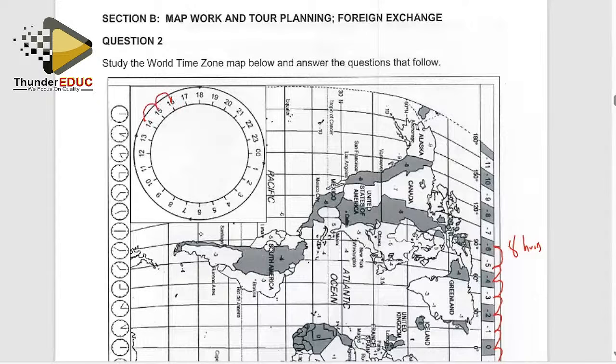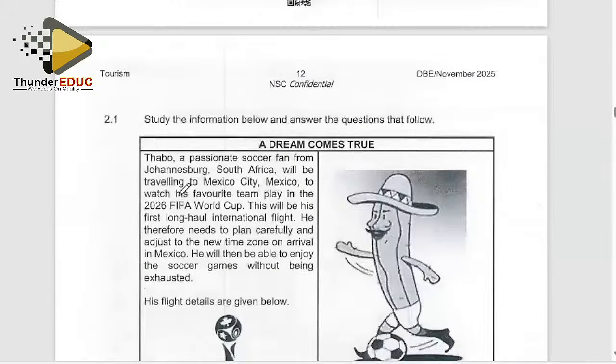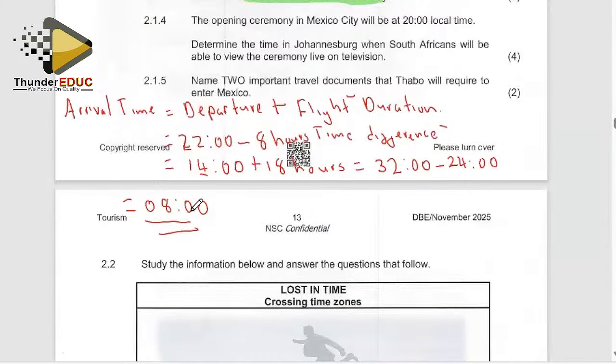1, 2, 3, 4, 5, 6, 7, 8, 9, 10, 11, 12, 13, 14, 15, 16, 17, 18. So you can see that I arrived at what? At 8:00. So it brings us to the same answer. The arrival time was 8 o'clock in the morning. So that is 2.1.3. Now let's go to 2.1.4.